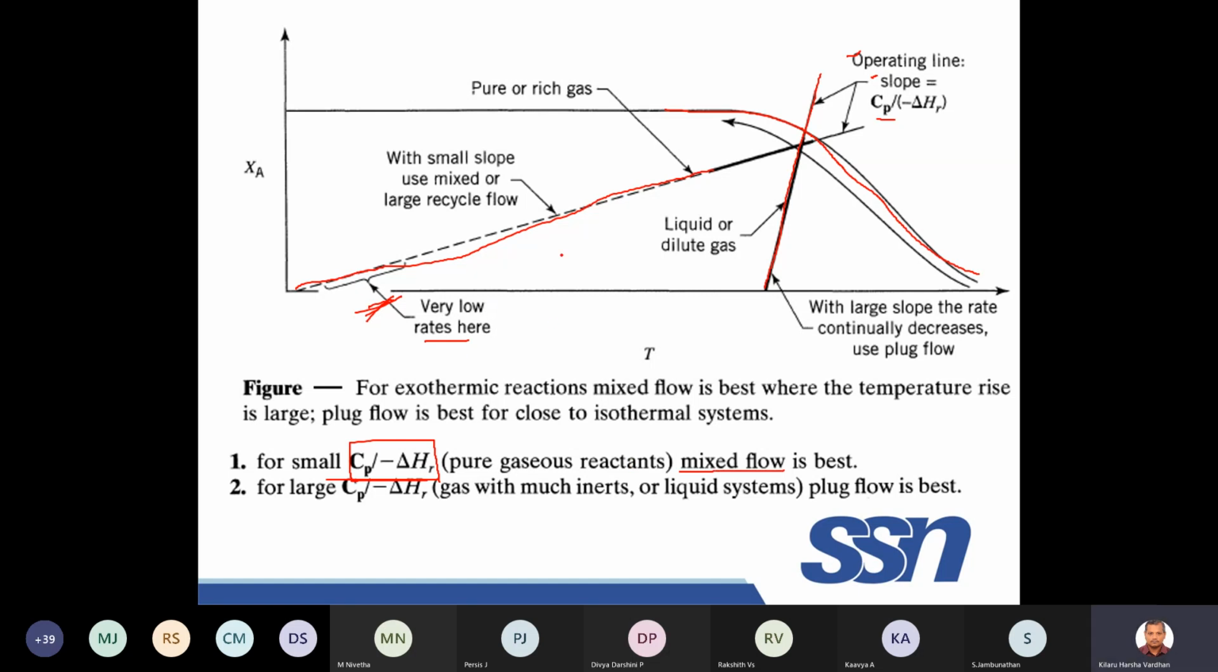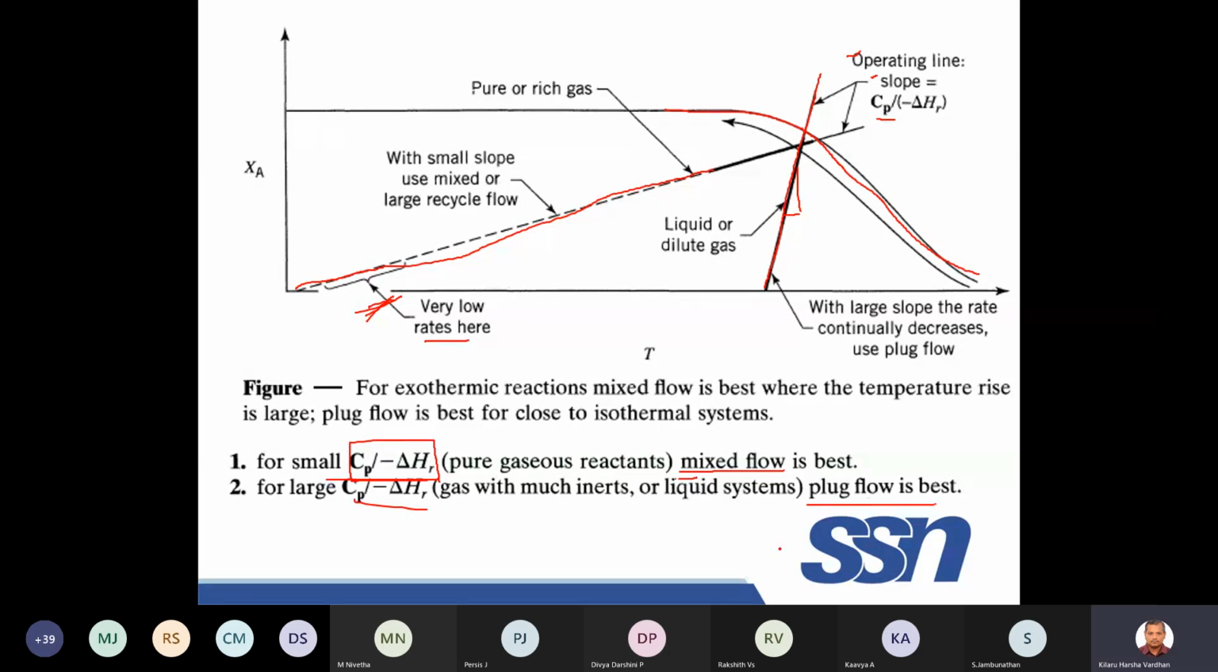So remember, if you have two slopes, Cp by delta Hr at different temperatures, it's always better, if the rate is very low, to go for an MFR. Now, if the slope is very high, then go for a PFR. This is a very important thing, especially for an exothermic reaction. If the slope is small, it is better to go for an MFR so that your V by F naught will be less.